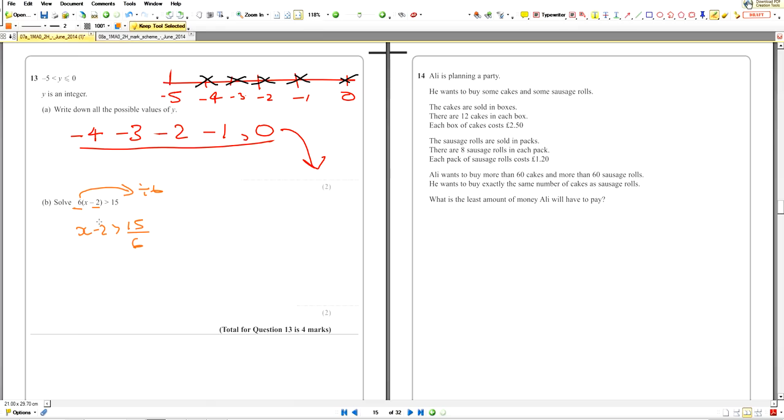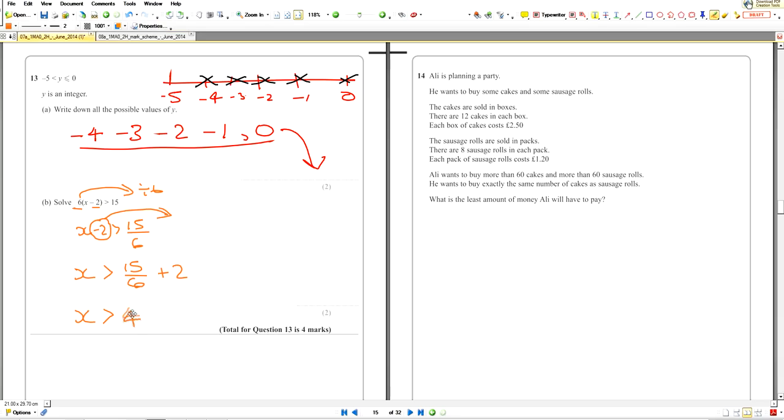Then we have to move what over? What do you move over next? Minus 2. That becomes plus 2. The sign stays the same. So 15 divided by 6, add 2. If you work that out, what's 15 divided by 6, add 2? What will that give us on the calculator? 4.5.